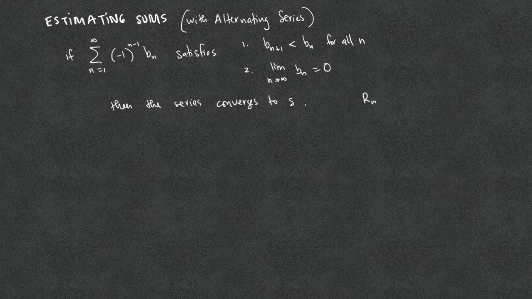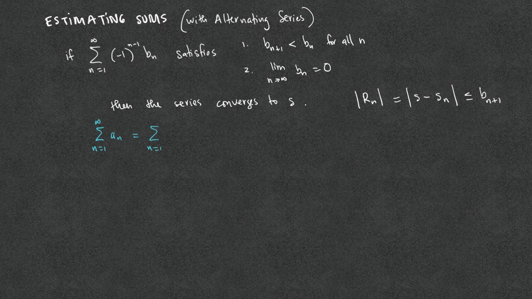The remainder is r sub n. It is the absolute value of s minus the partial sum s sub n, and this remainder will be less than the term b sub n plus 1.